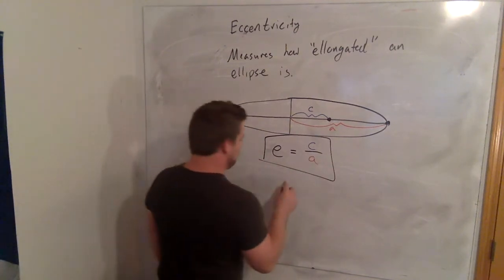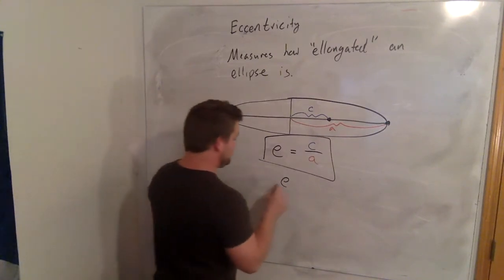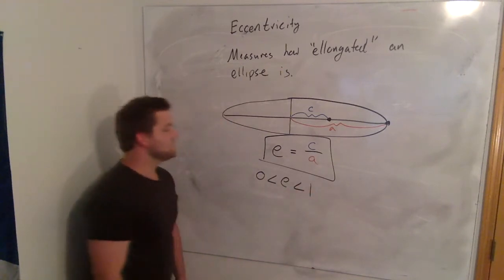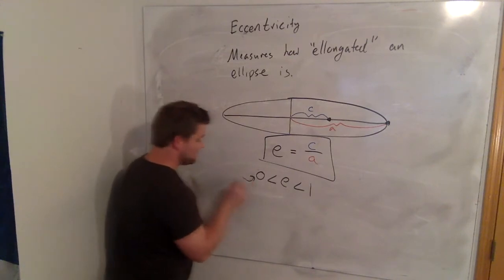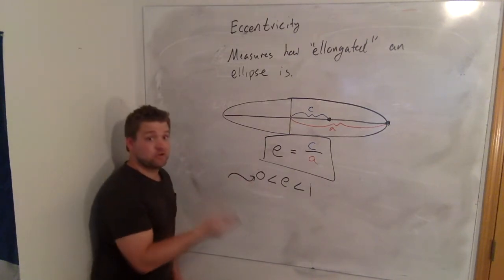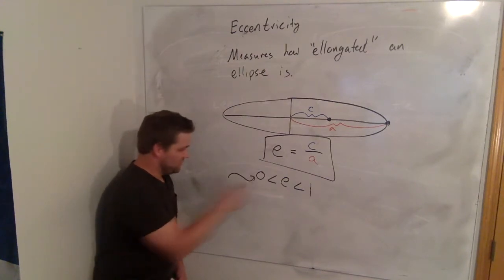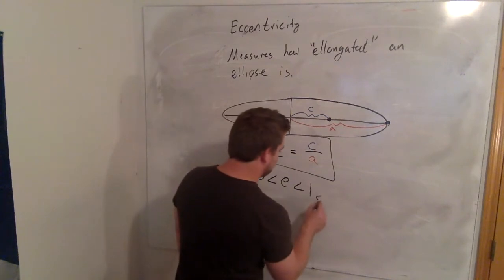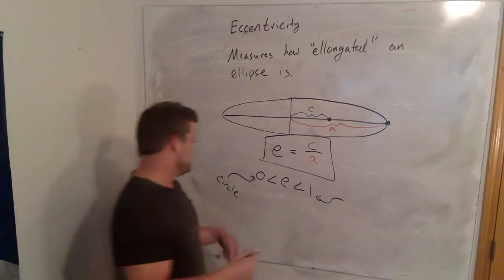What's good to note about the eccentricity is that it will always be between 0 and 1. If it's closer to 0, the more circle-y the ellipse will be, more like a circle. If the eccentricity is closer to 1, it's more like a straight line, or more elongated.